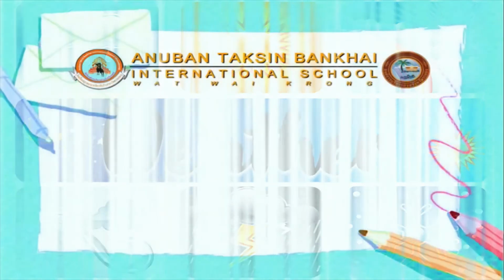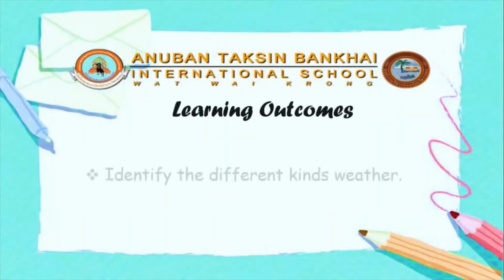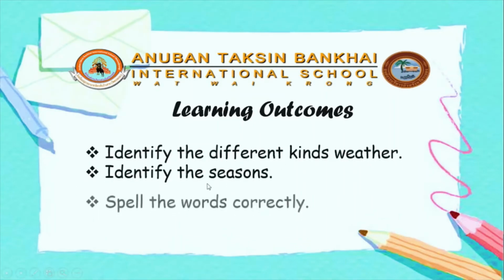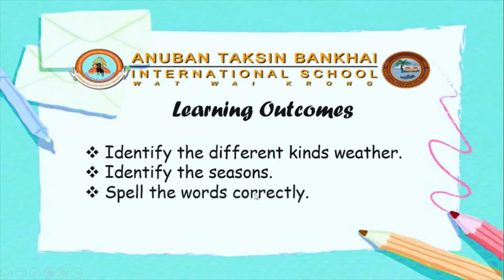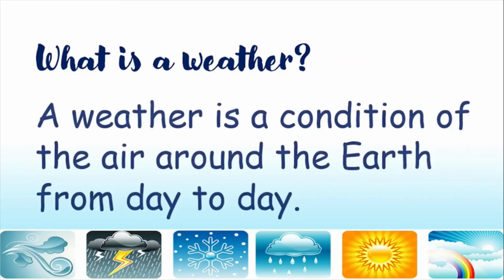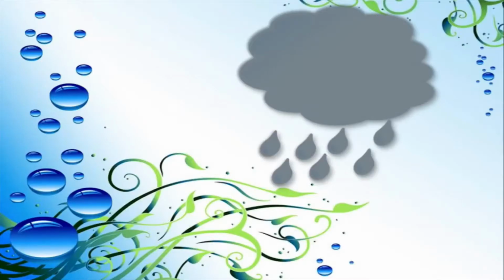Weather. At the end of the lesson, you'll be able to identify the different kinds of weather, identify the seasons, and spell the words correctly. What is weather? Weather is a condition of the air around the earth from day to day. Now we have here some examples.